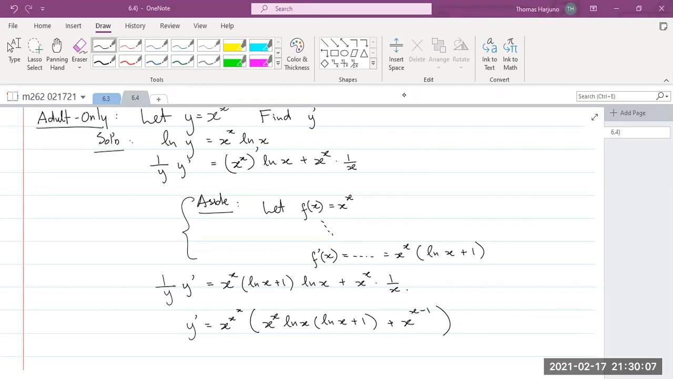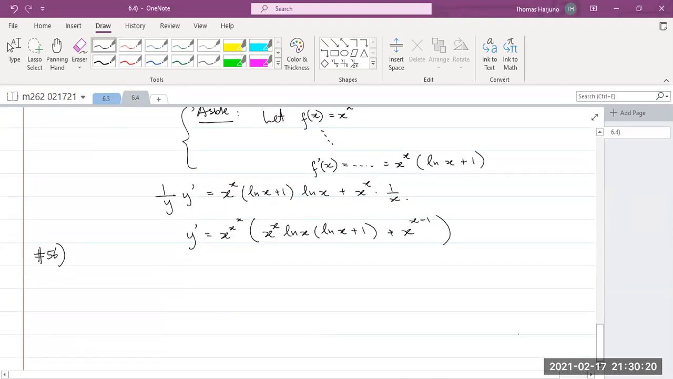Okay, number 55, I think is a, oh, you know what, number 56 right away, why not? Number 56. We are not even doing integrals yet, and I only have around 20 minutes left. So number 56, let x to the y equal y to the x. Ooh. Okay, so find y prime.